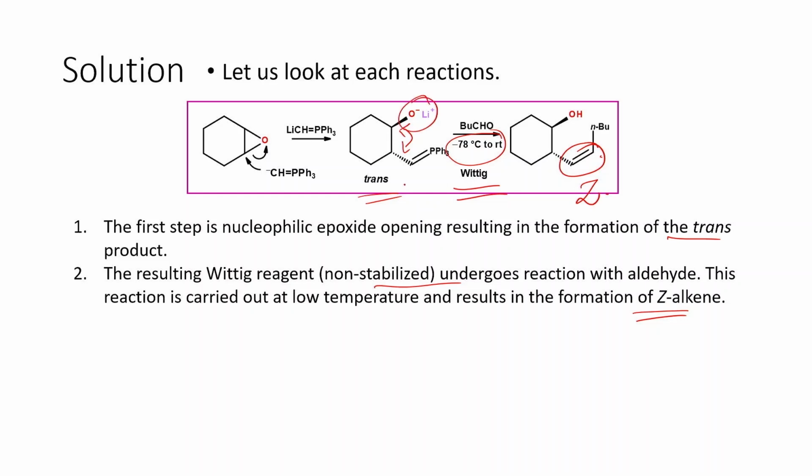The lithium derivative is actually hydrolyzed to give the corresponding hydroxy derivative. So with that we can exactly say what is the relative stereochemistry of these two carbons. These are trans to each other. And what is the stereochemistry of the alkene that is formed? It is the Z isomer that is formed.